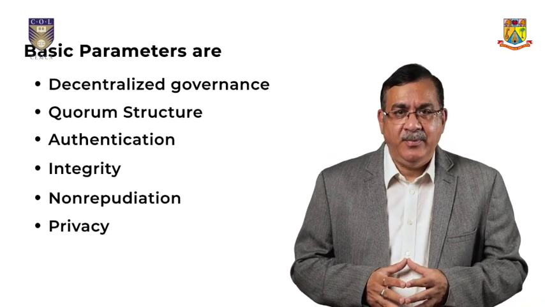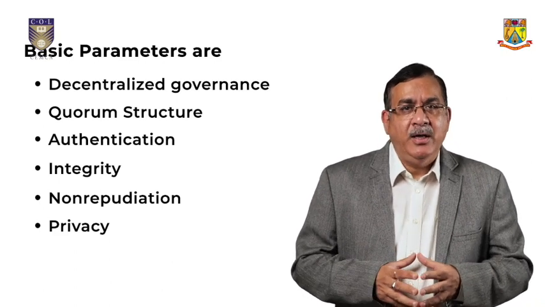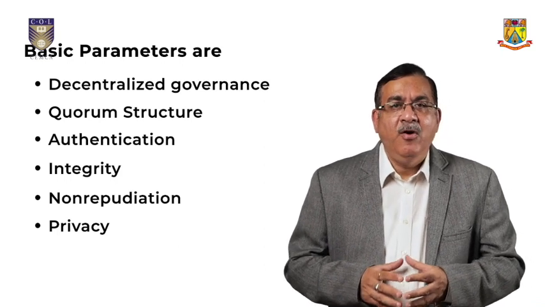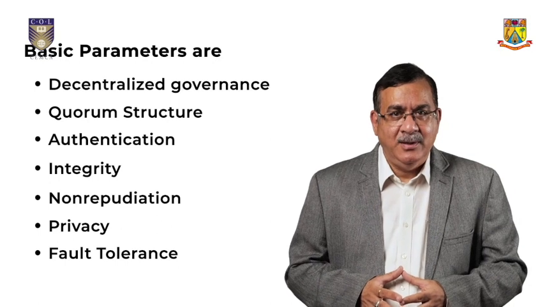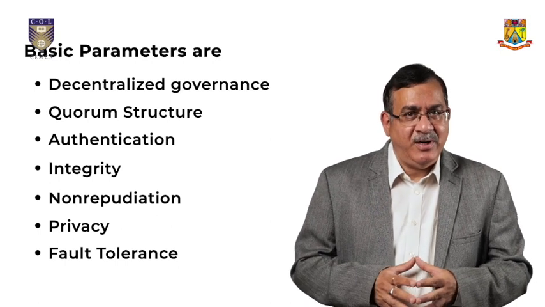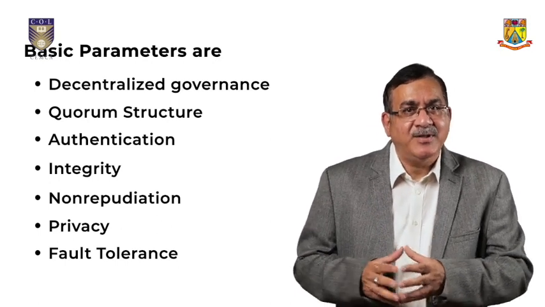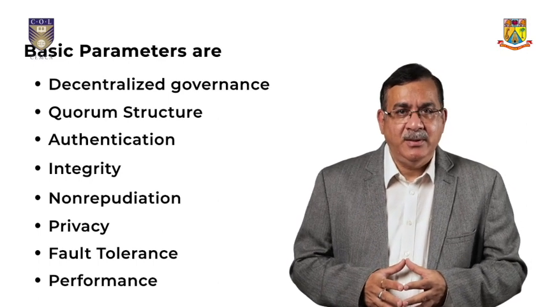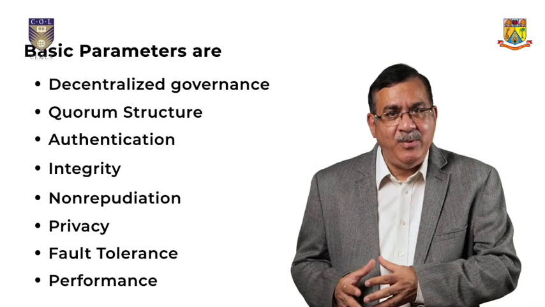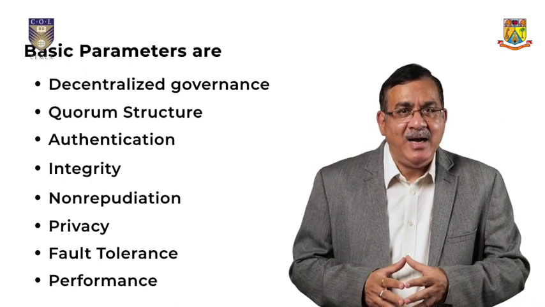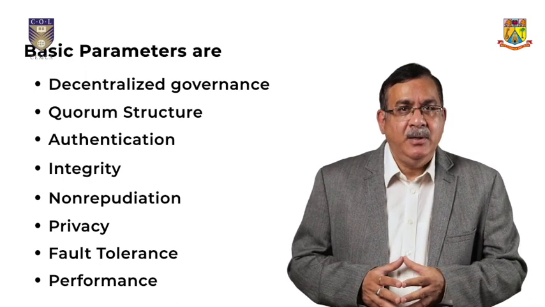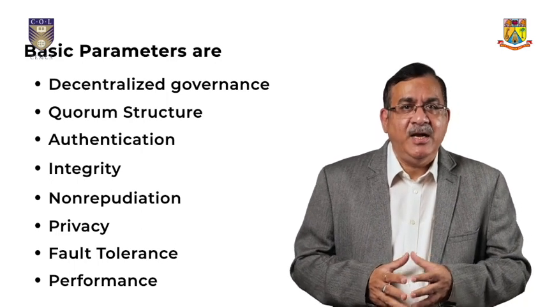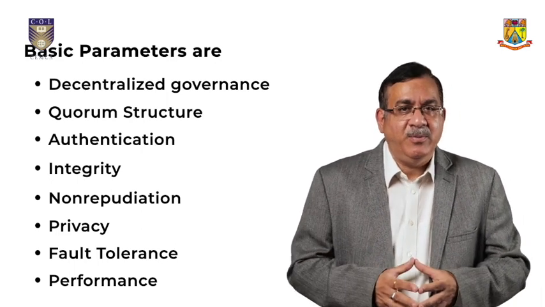Privacy: it helps ensure that only the intended recipient can read the message. Fault tolerance: the network operates efficiently and quickly even if some of the nodes are down or slow. Performance: it considers scalability, throughput, latency, and liveness. Between different consensus mechanisms, there are significant differences in how they use these parameters.